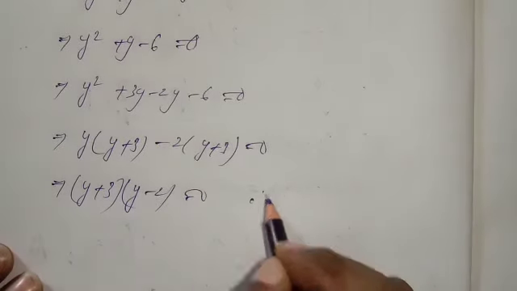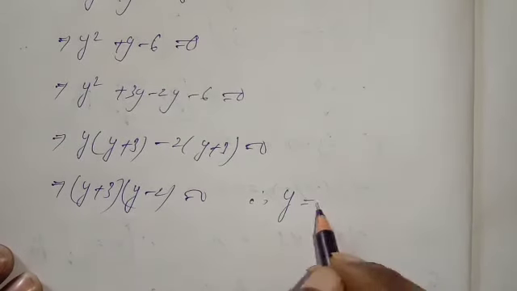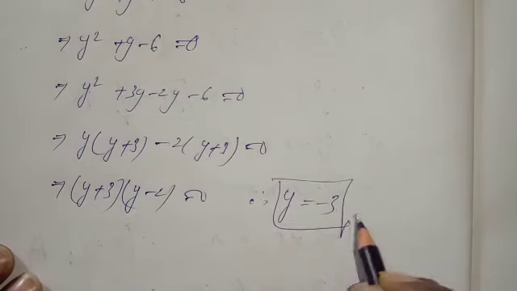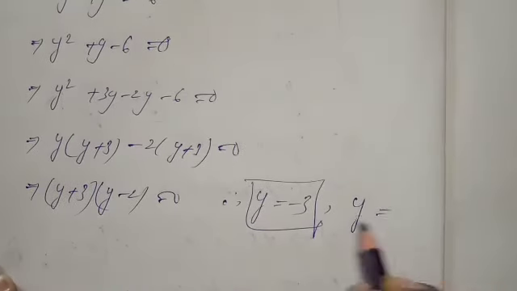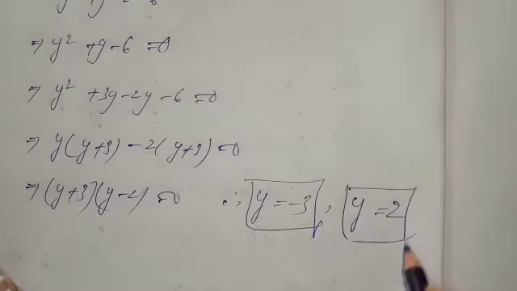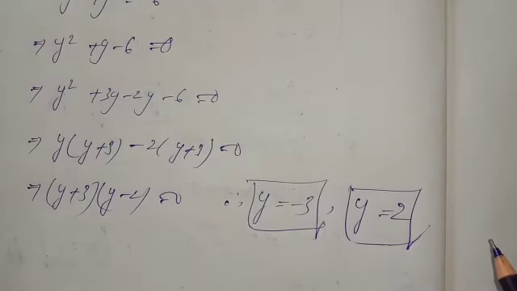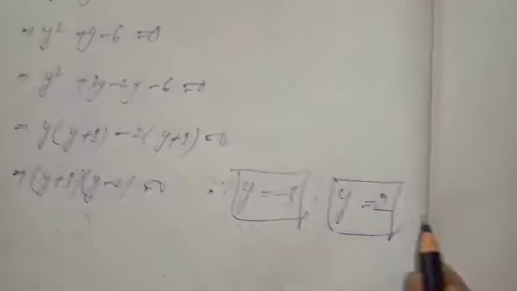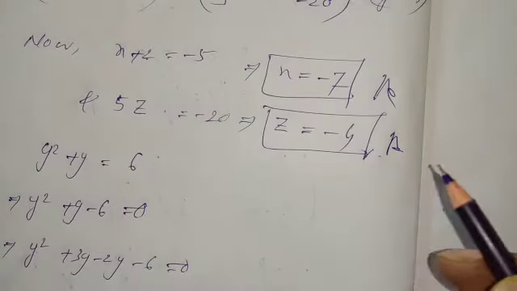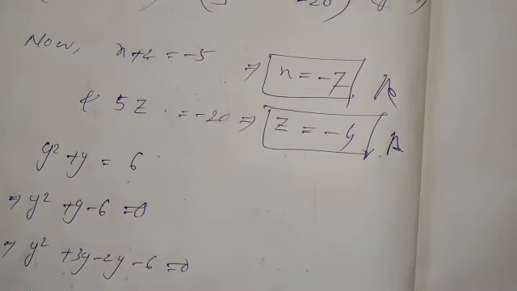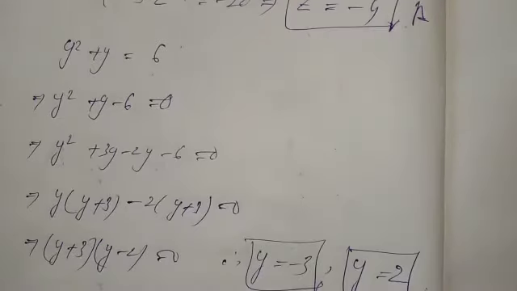Therefore, y will be how much? y will be either minus 3 or y is equal to 2. Solving these two equations, we are getting y two values. One is minus 3, another is y equal to 2, and x is equal to minus 7, y z is equal to minus 4. In this way, question number 7 also completed. Okay, and question number 8.